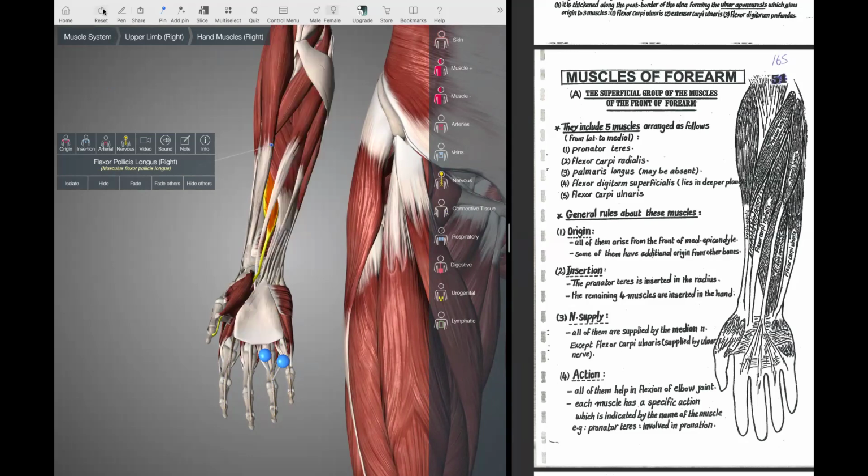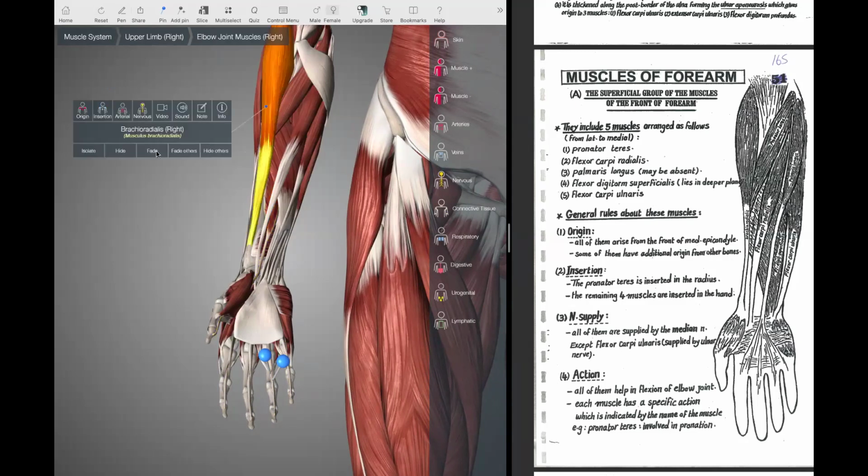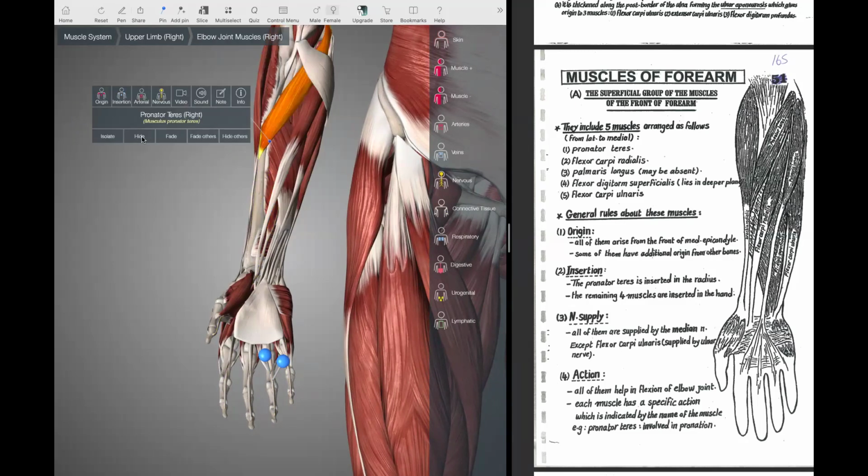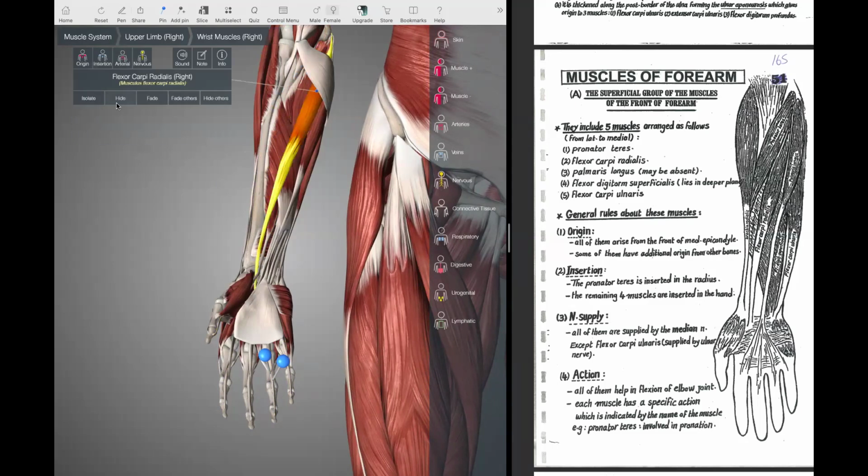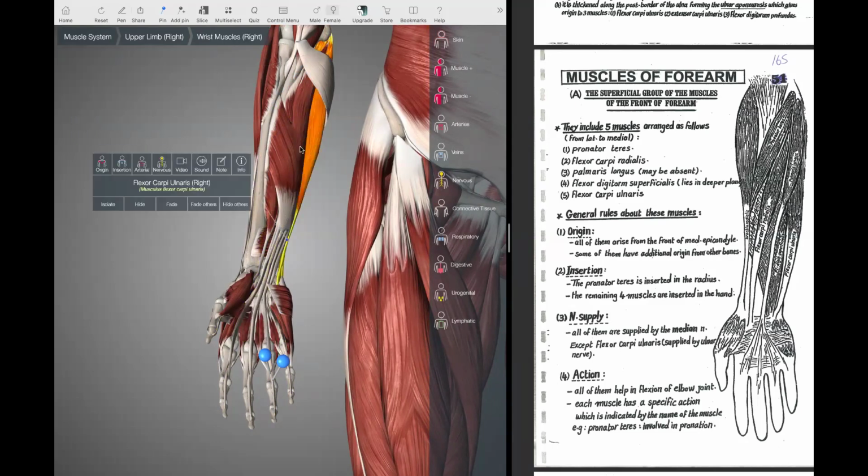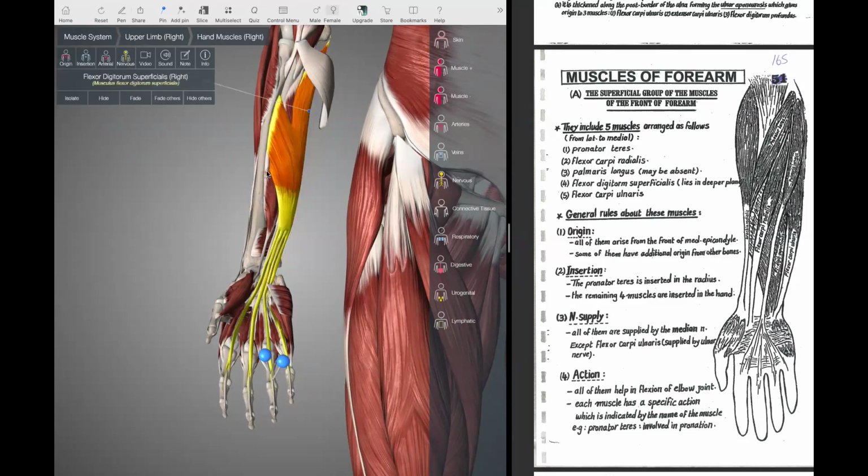One second, just bear with me, please. Getting into the deep layer, we talked about flexor digitorum profundus a little bit.